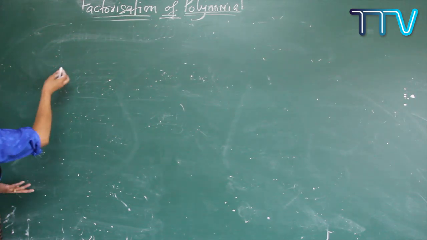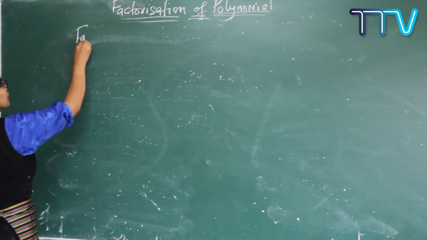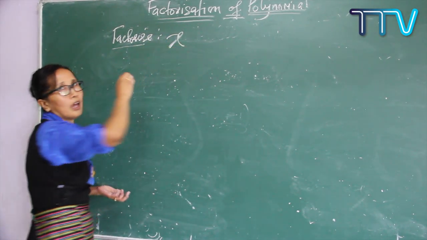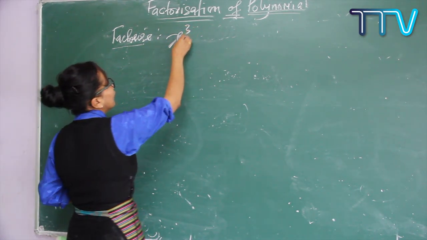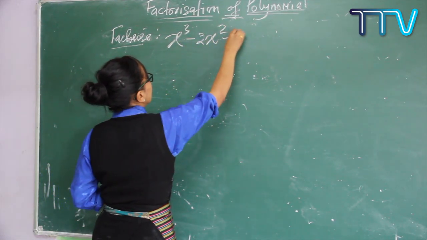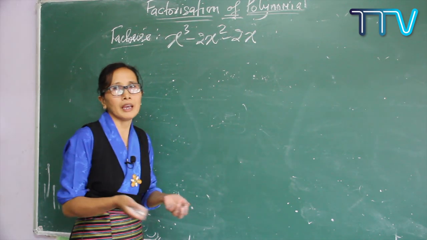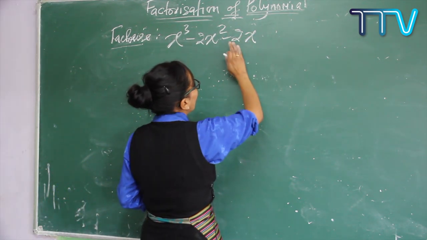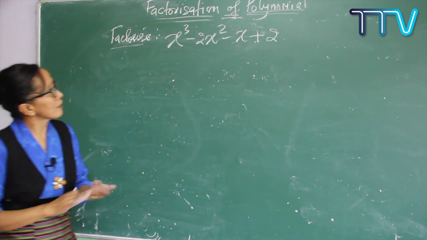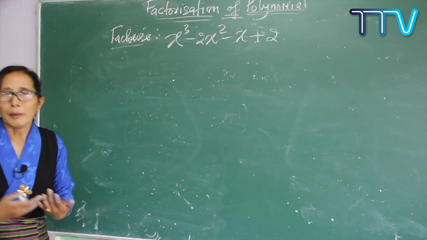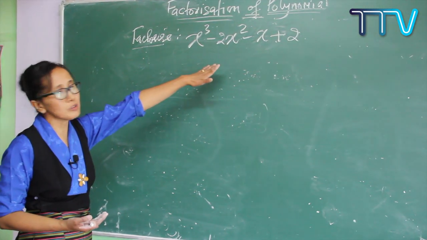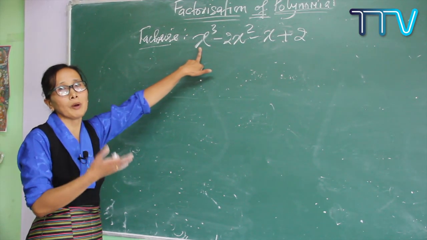Okay, now see cubic polynomial. You can get a question like this: factorize x cube minus 2x square minus x plus 2. I'll just give it as an example here. So see here, x cube minus 2x square minus x plus 2. This is a polynomial with degree 3, which means it is a cubic polynomial.